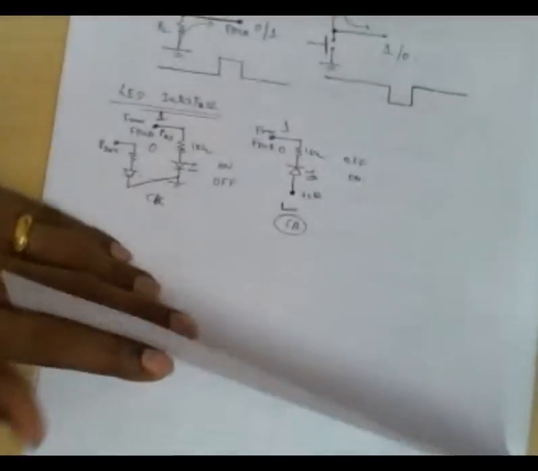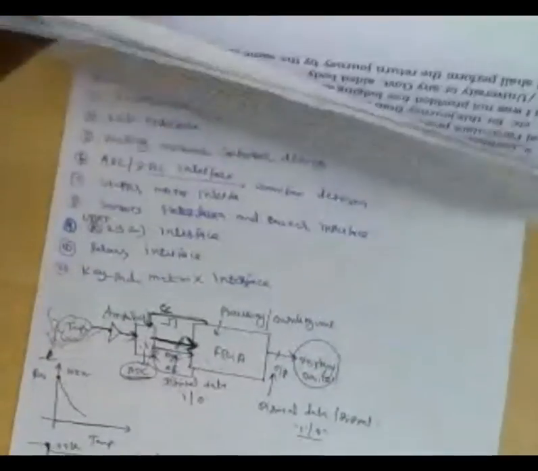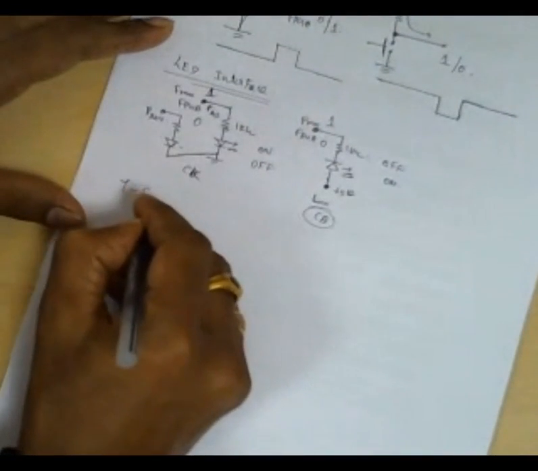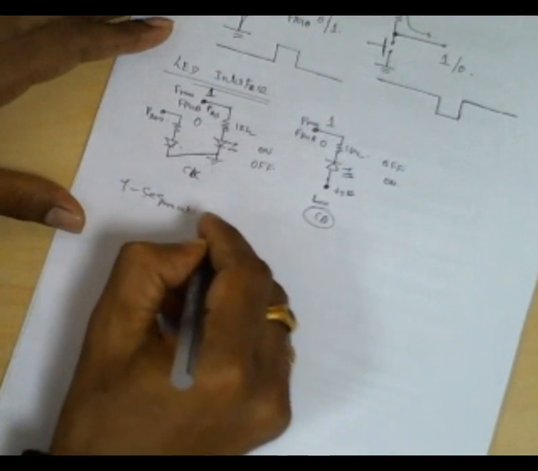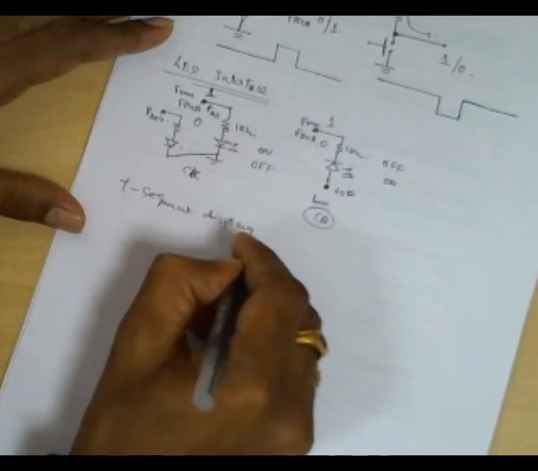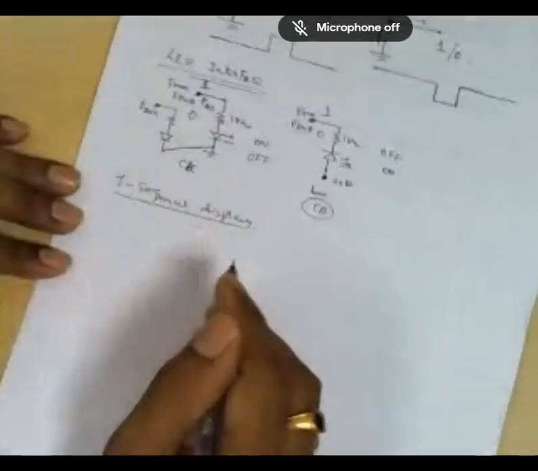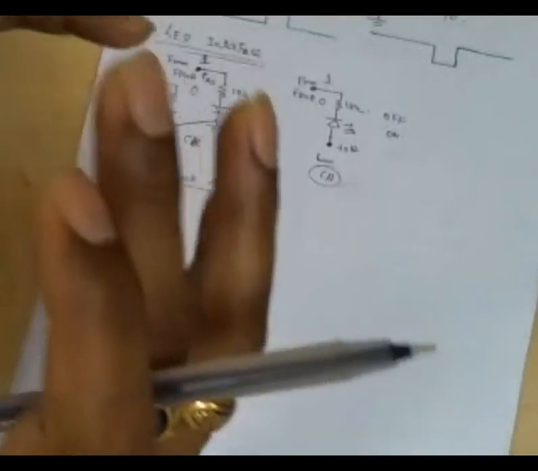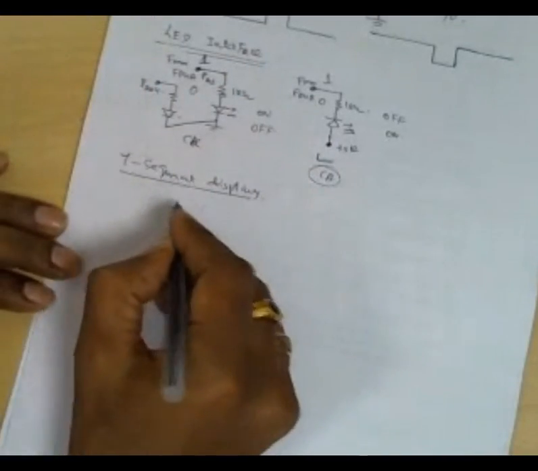The next one is the 7-segment display interface. I think I discussed this already this week. We have done the lab experiment also for this one, some increasing the number, decreasing the number. So you know, right? The advanced version of the LED is called a 7-segment display. Eight segments are connected together and then connected common, something like this.